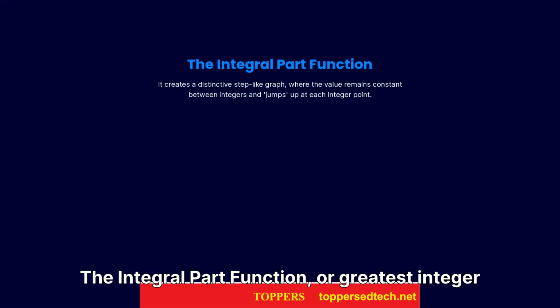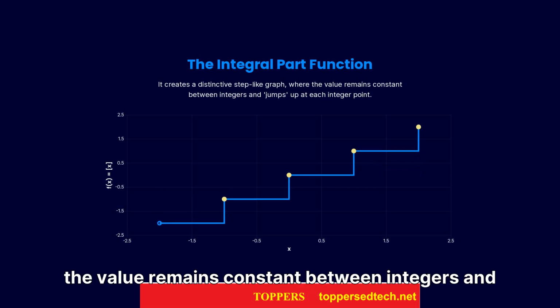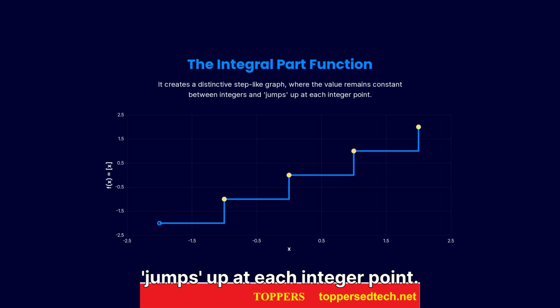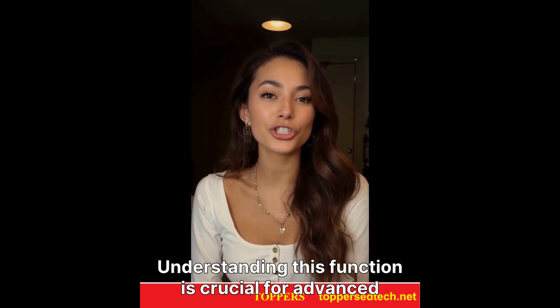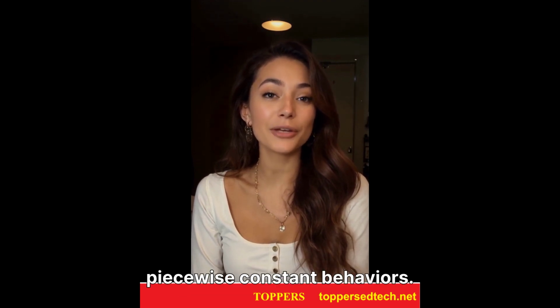The integral part function, or greatest integer function, creates a distinctive step-like graph, where the value remains constant between integers and jumps up at each integer point. Understanding this function is crucial for advanced topics in calculus, discrete mathematics, and analyzing piecewise constant behaviors.